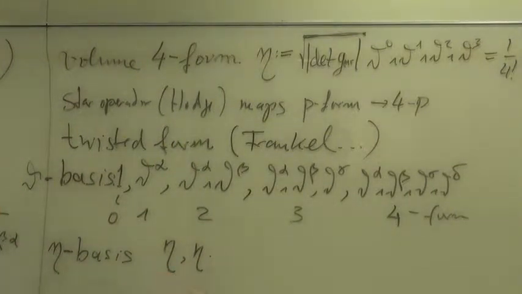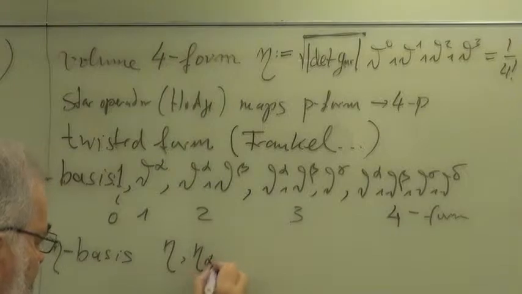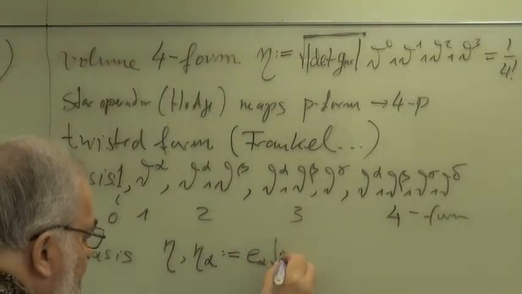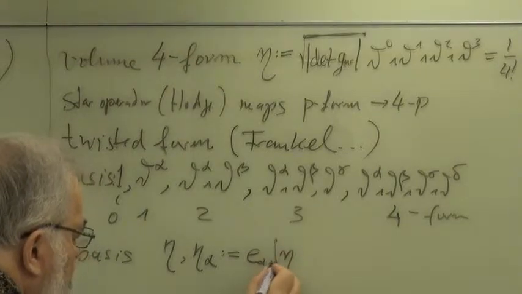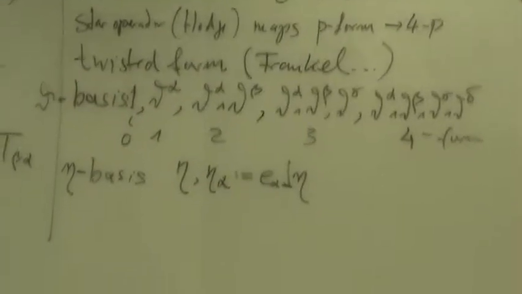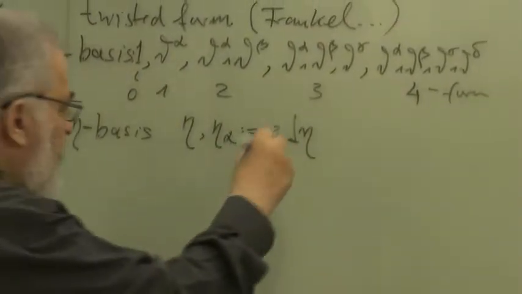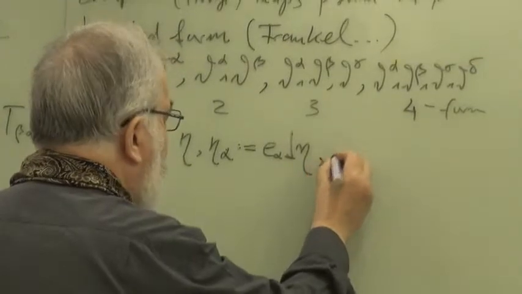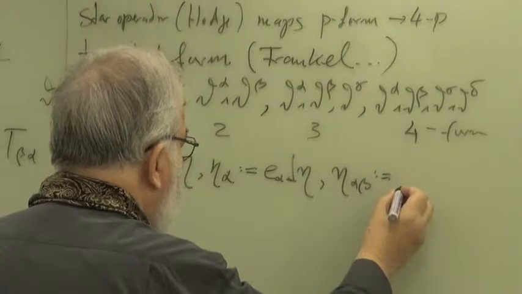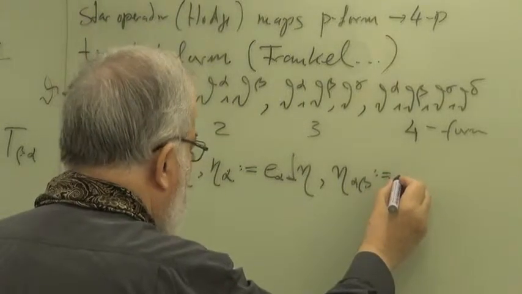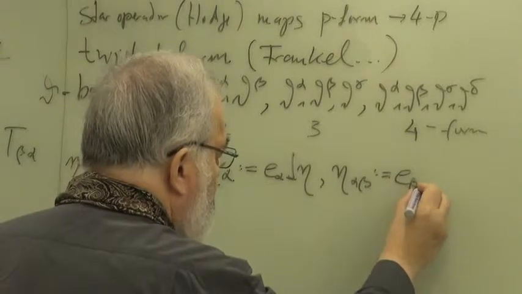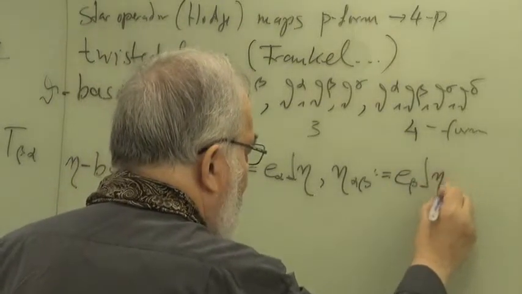Sorry, eta is a 4-form. Then you have eta alpha, which by definition is E alpha inner product with eta, the frame interior product with eta. So this is a 3-form, and you can go on like this. Then you get eta alpha beta, which by definition is E beta in eta alpha.